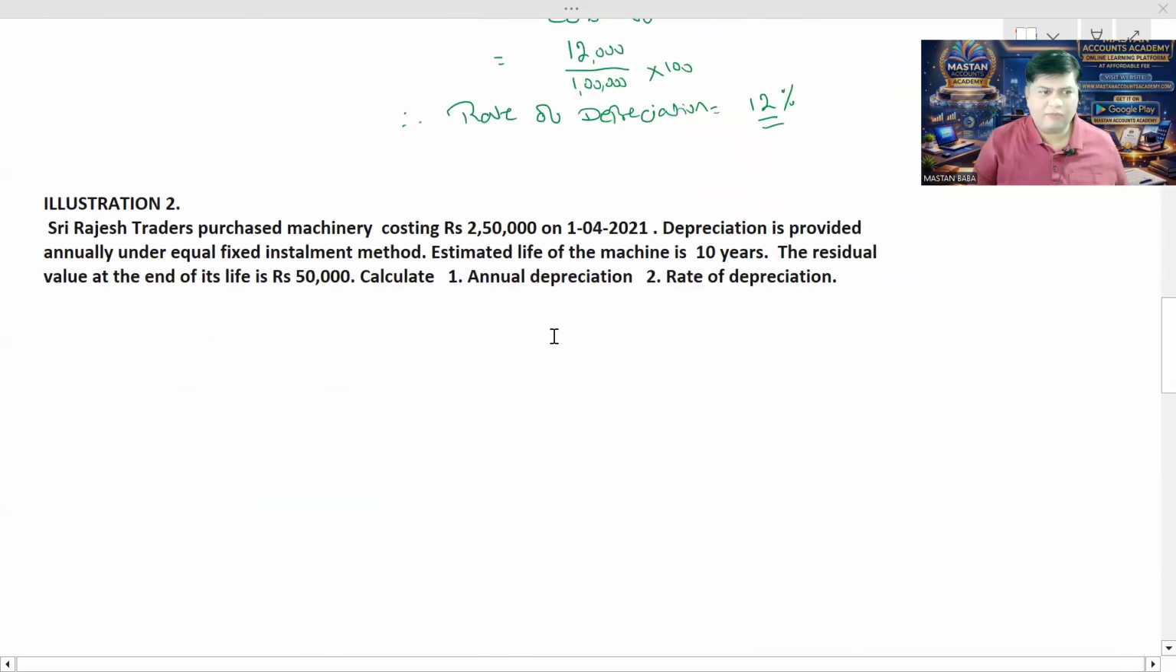So we'll do the second one now. Just go through the question. Sri Rajesh Traders purchased a machinery costing 2,50,000 on 1st April 2021, and depreciation is provided equally under the fixed installment method. Estimated life of the machine is 10 years. And the residual value at the end of its life is 50,000 rupees. And what we are asking is annual depreciation and rate of depreciation.